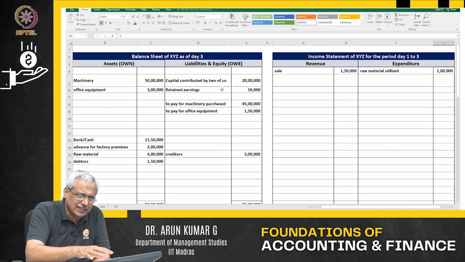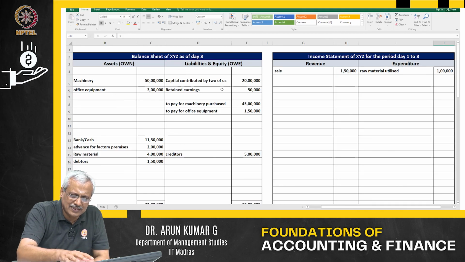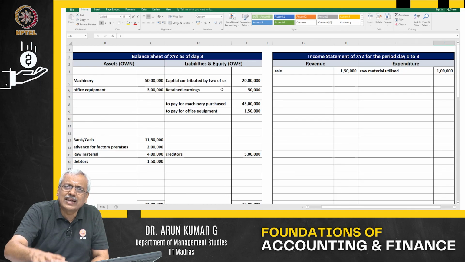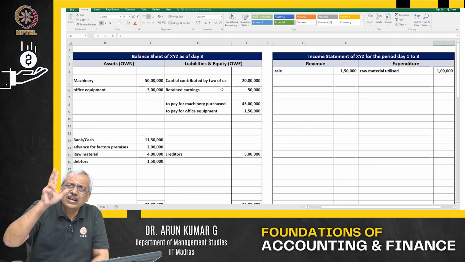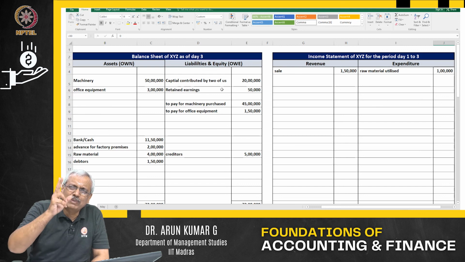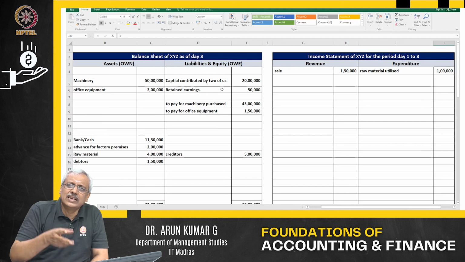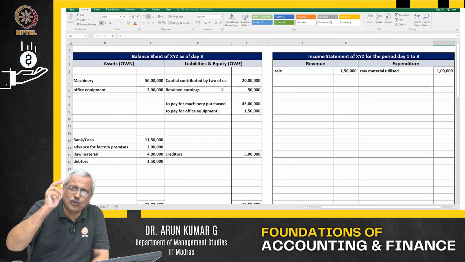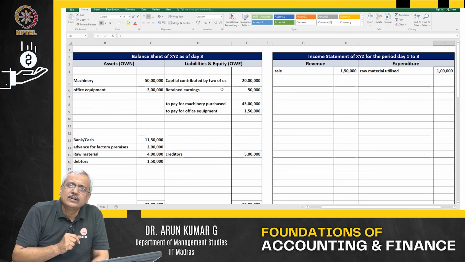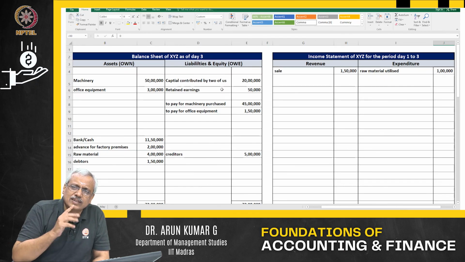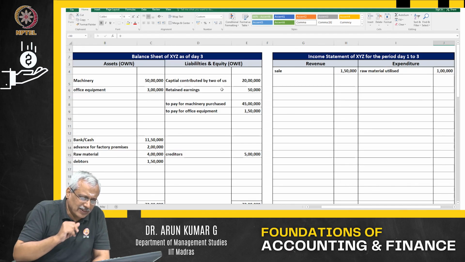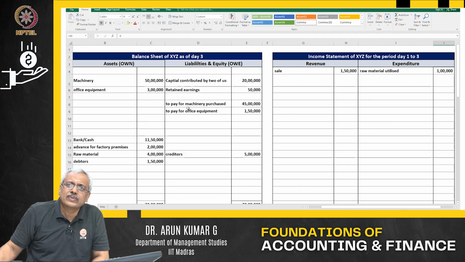There are four heads here: assets, liabilities and equity, revenue and expenditure. Out of the four heads, it will definitely impact a minimum of two heads. It can impact the same head twice, not a problem. Same head twice, sir, I didn't understand. Don't worry, we'll make it now.